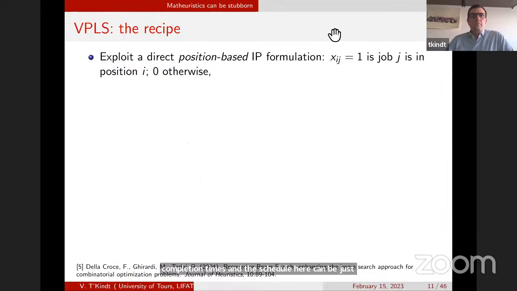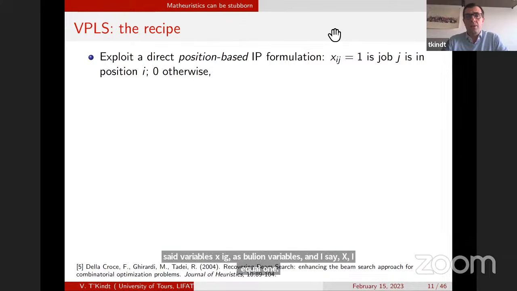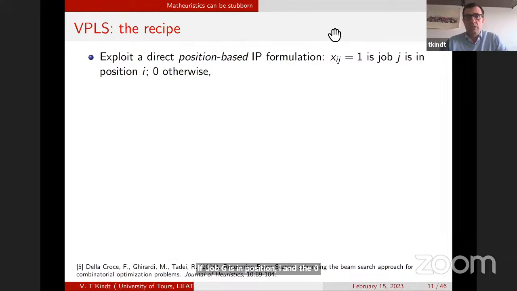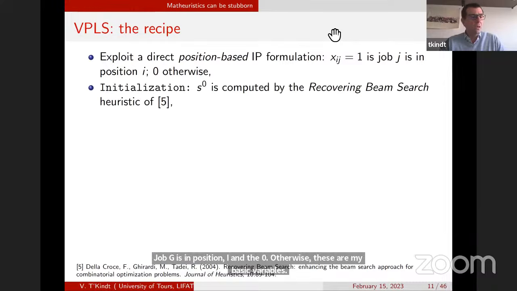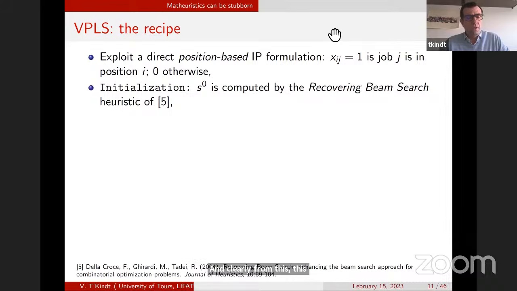The schedule here can be just denoted as a permutation sigma of the jobs. So for this problem, what we can do is use a direct position-based IP formulation, something very straightforward. I've set variables x_ig as Boolean variables, and I say x_ig equals 1 if job g is in position i and 0 otherwise. These are my basic variables, and clearly from this definition of variables, we can sketch the IP formulation.